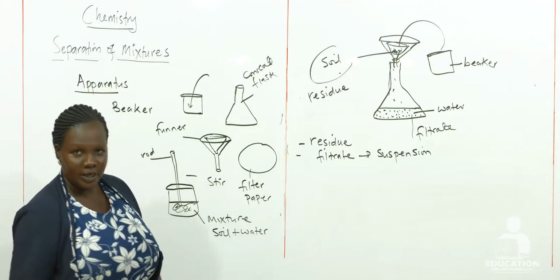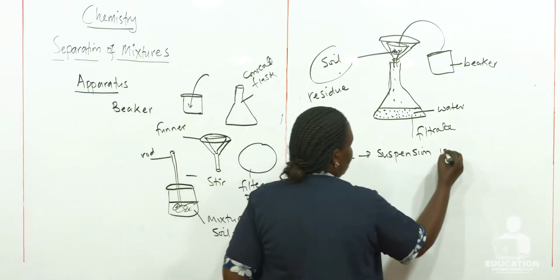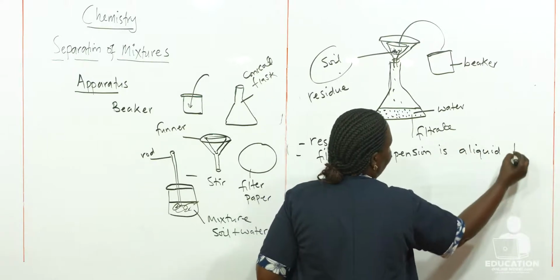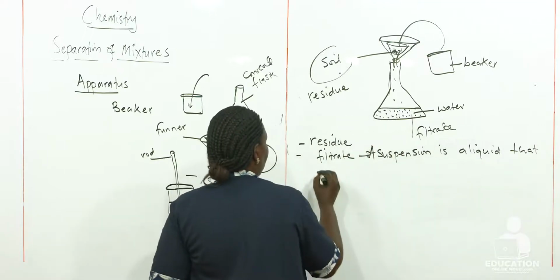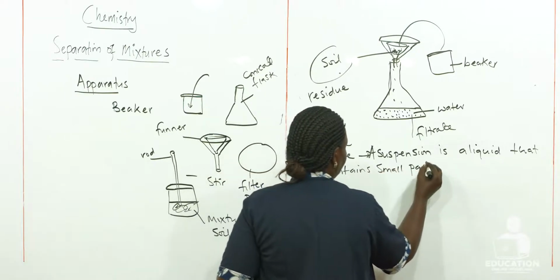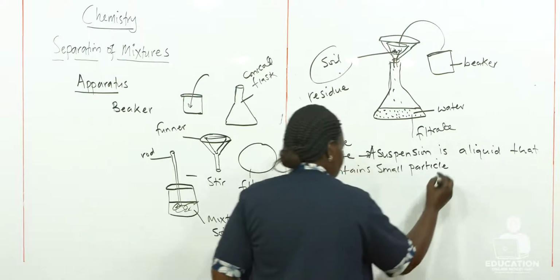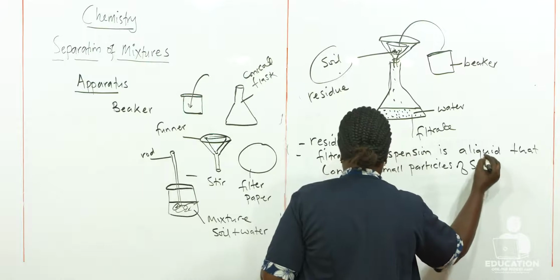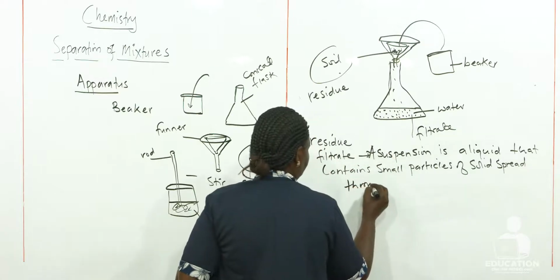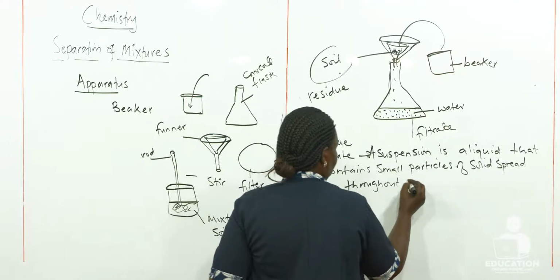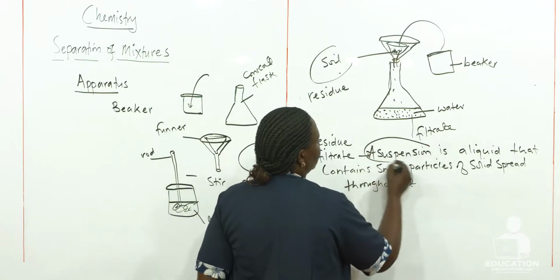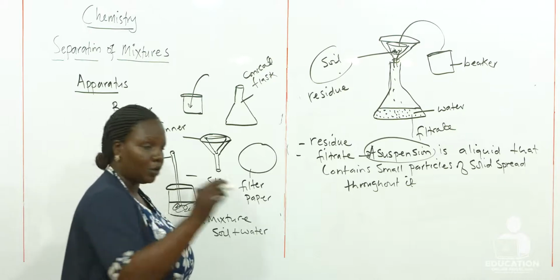And a suspension is a liquid that contains small particles of solid spread throughout it. So we have the water in form of a suspension with the small solid particles spread throughout.